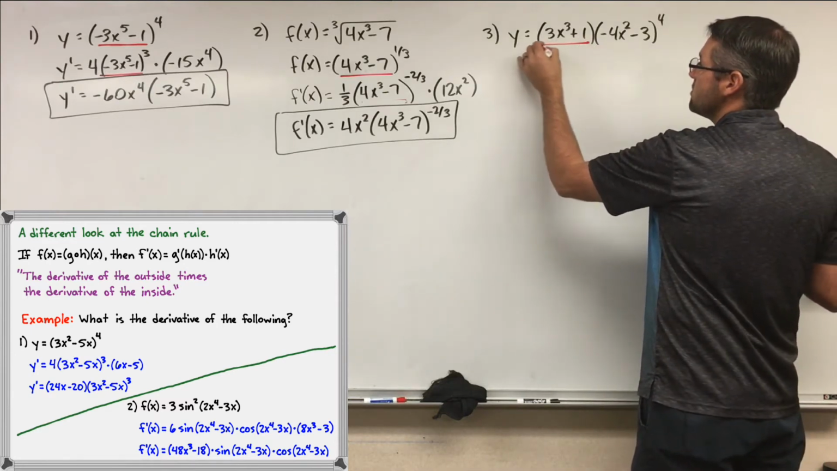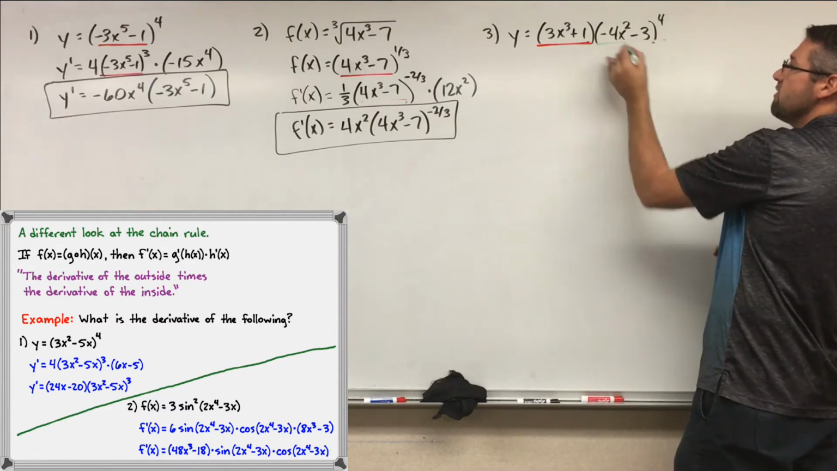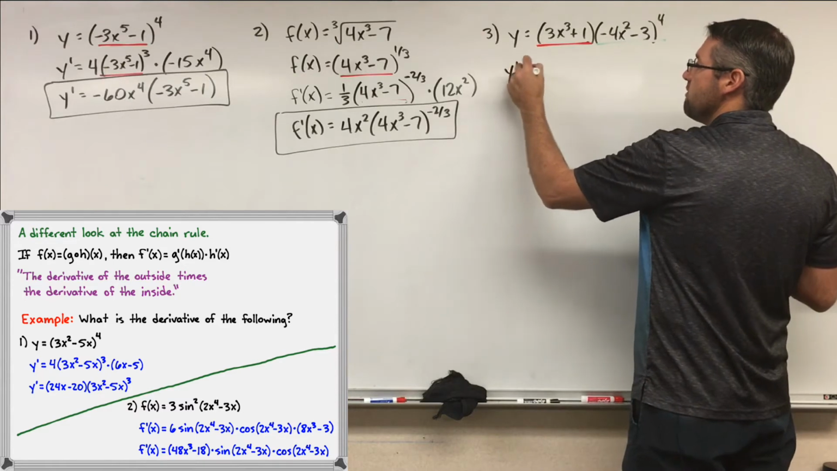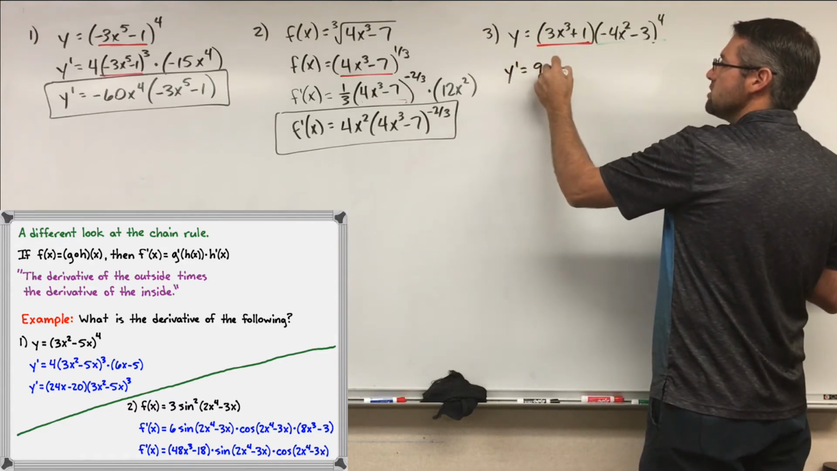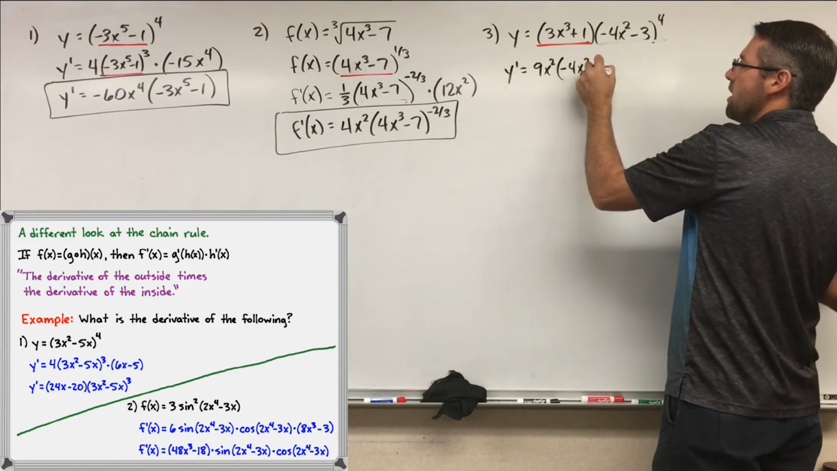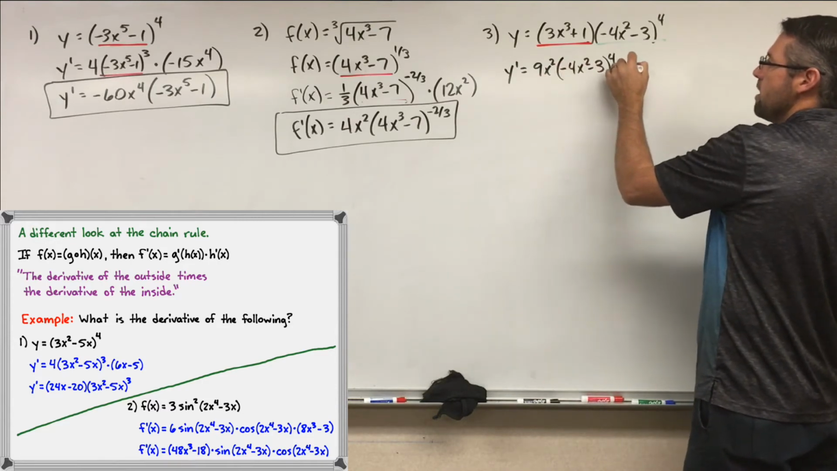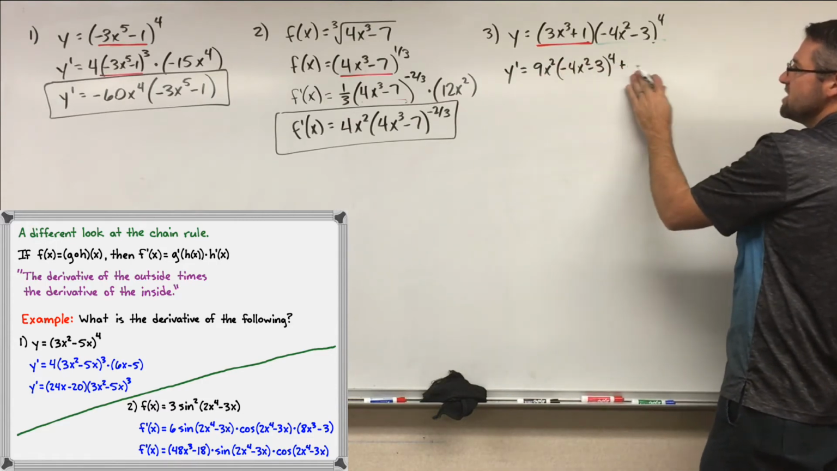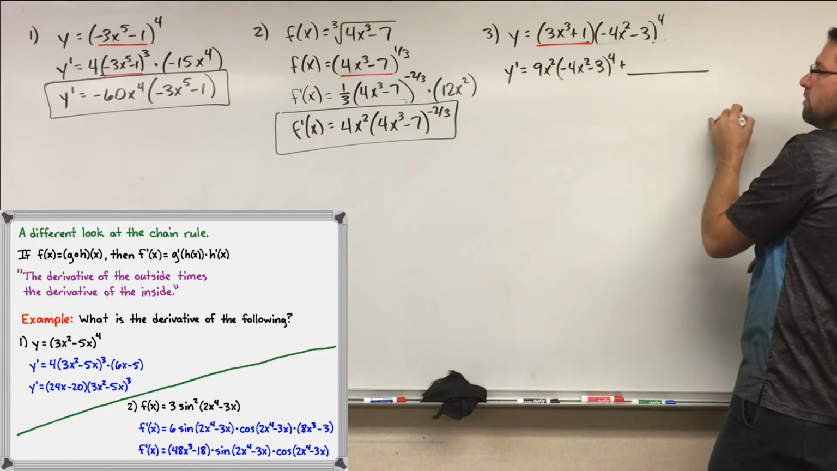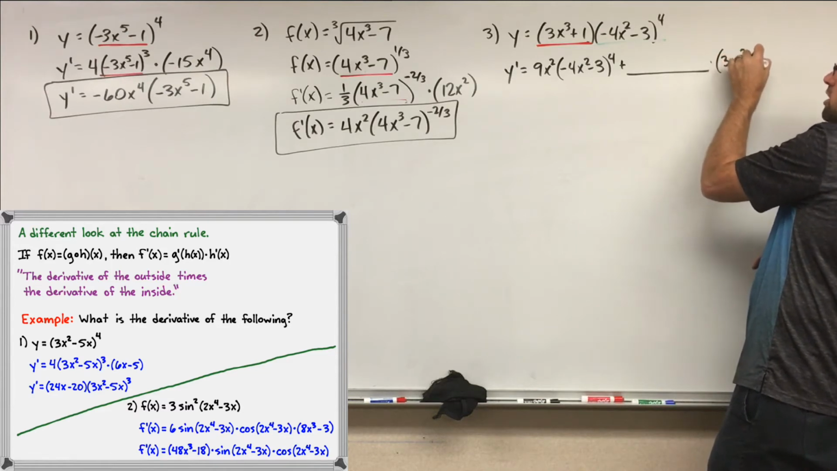So this is my first function in the product. This is my second function. And so remember the product rule said the derivative of the first thing, which is 9x squared, times the second thing, so negative 4x squared minus 3 to the fourth. So that's derivative of the first times the second, plus the derivative of the second thing. So I'm just gonna leave that blank for now, times the first thing, so times 3x cubed plus 1.